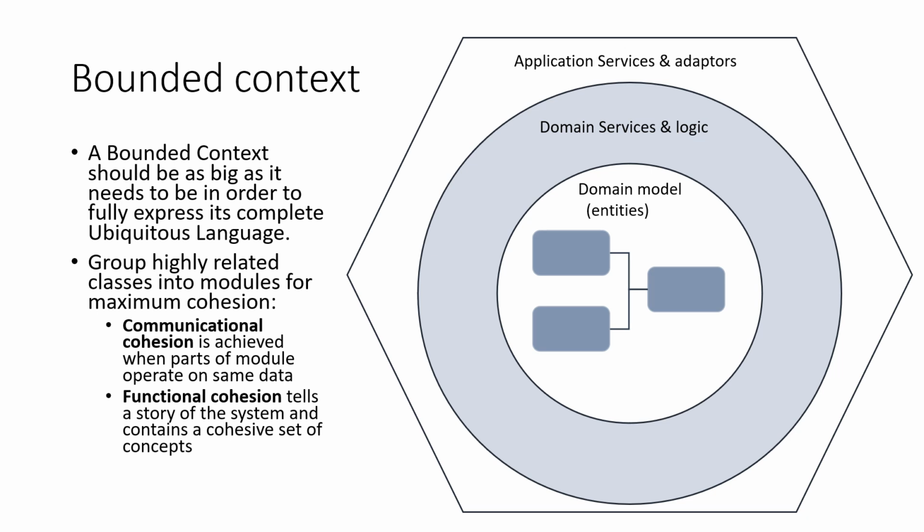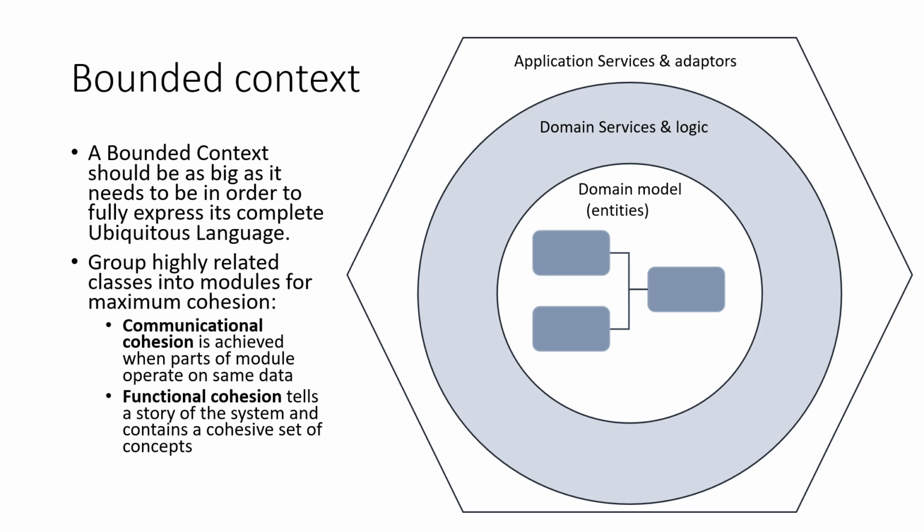So a bounded context is big enough to contain one or more subdomains, and it is big enough to fully express its complete ubiquitous language. Technically, a bounded context can be deployed into one or more modules. For example, if deploying in Java, then it can be one or more jar files. One bounded context is in general one team, one repository, one responsibility, and one ubiquitous language.